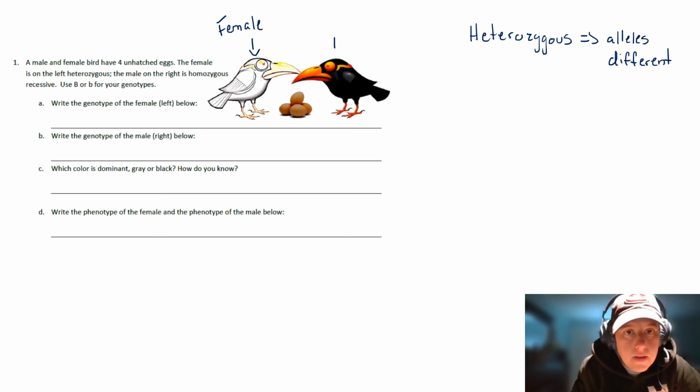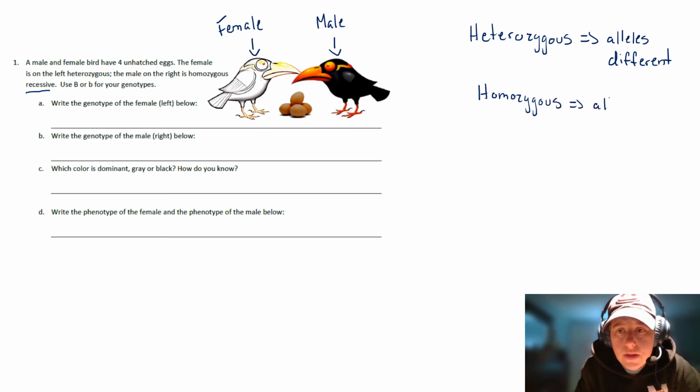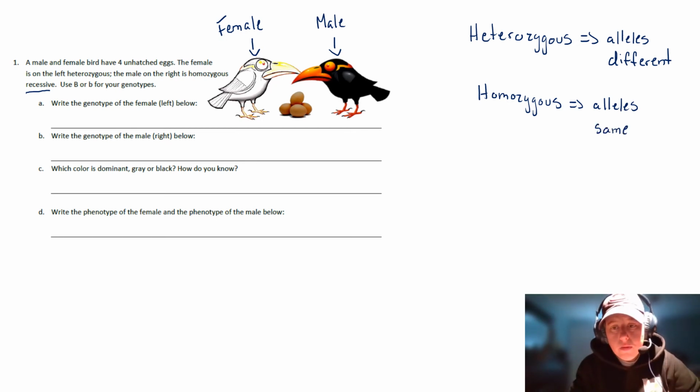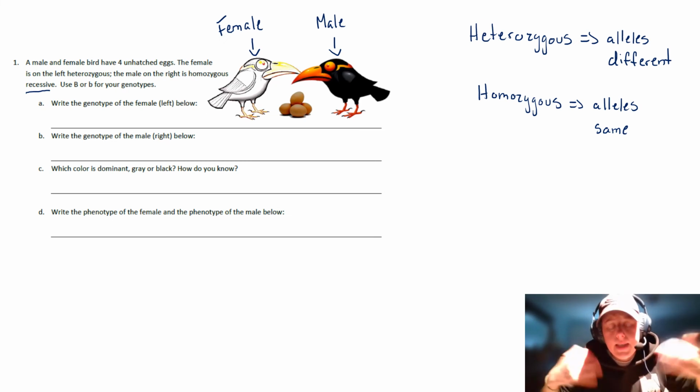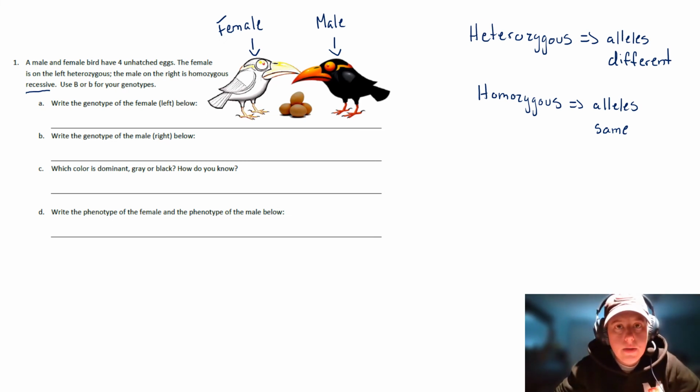The male on the right is homozygous recessive. So homozygous means that both alleles are the same, and they tell you that it's recessive. So pause the video, take some time to answer the questions, and then we're going to go through them together.